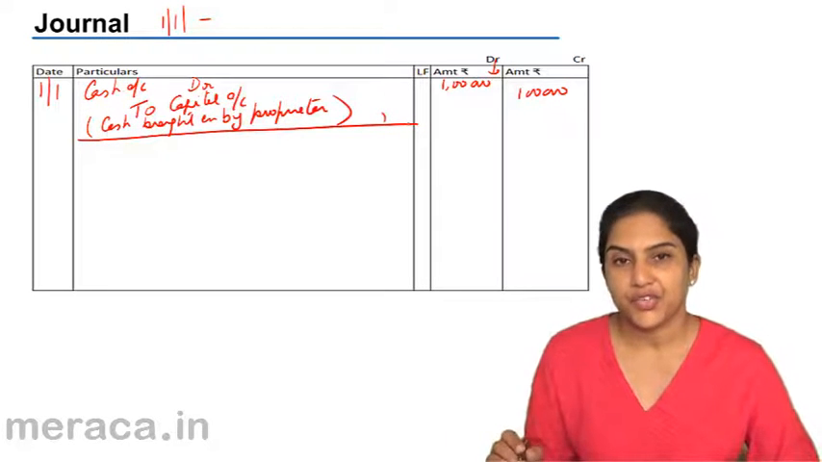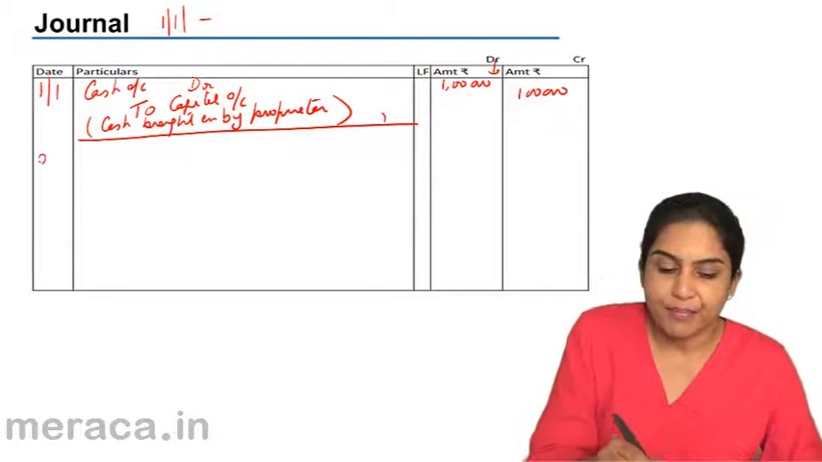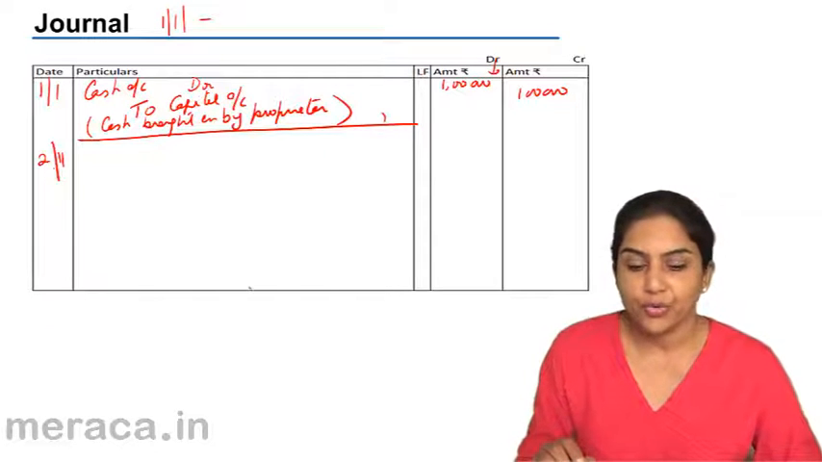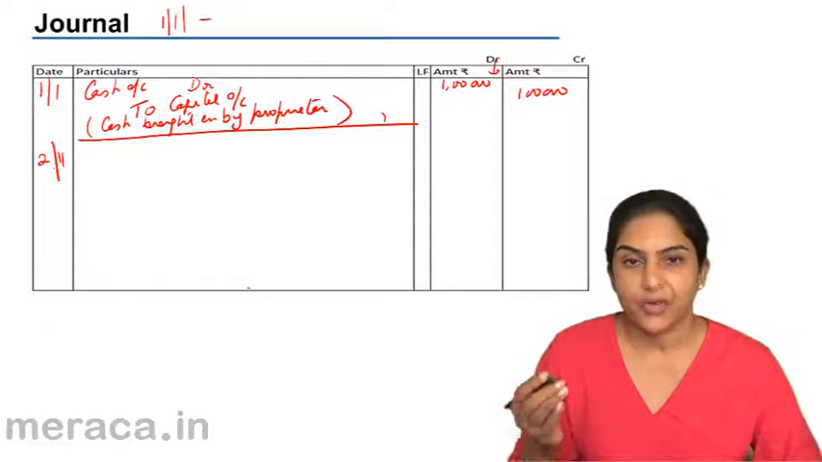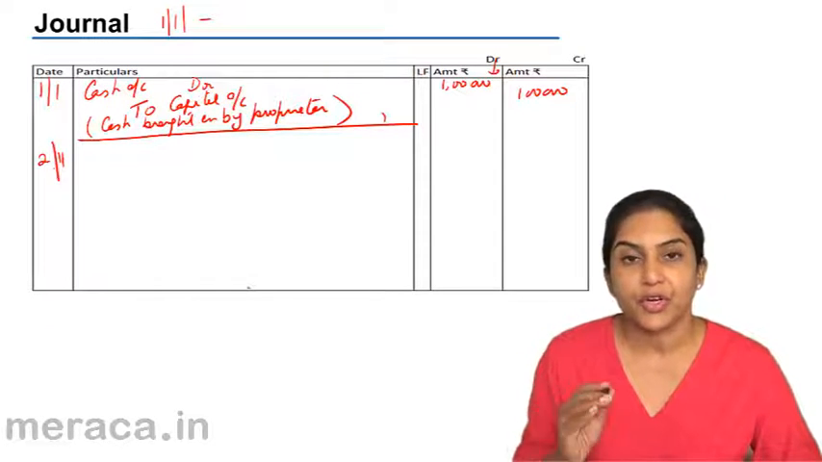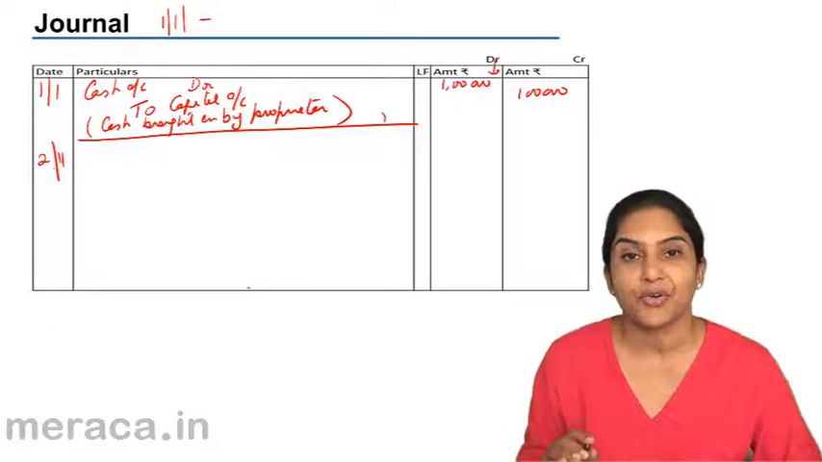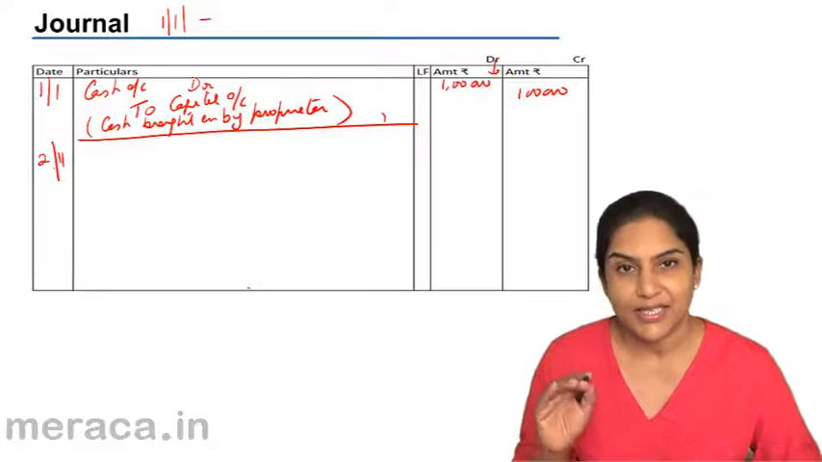Similarly, if we have a next transaction, suppose we buy goods on credit. Let us say that happens on 2nd. You buy goods on credit. So then what do we do? Say purchases account. When you buy goods, we don't have a goods account. We call it purchases account. It's an expense account, nominal account, purchase account debit to, let's say, XYZ.